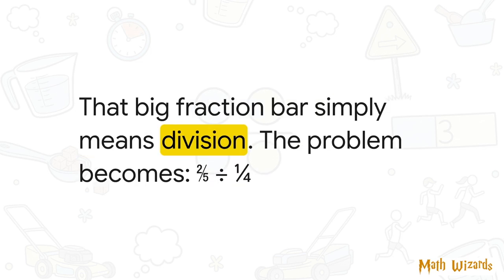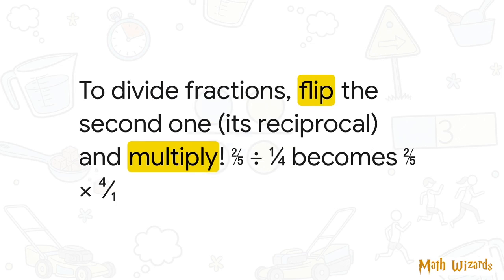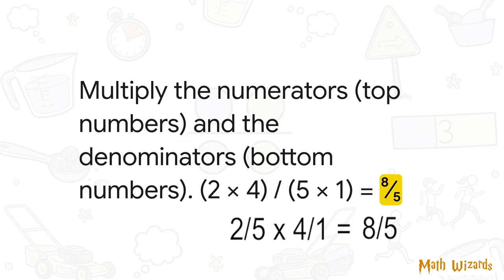Next up, step 2, divide. And you know that big fraction line we just drew? That's just a fancy way of writing a division sign. So what we really have here is just 2/5 divided by 1/4. Now here's the magic trick for dividing fractions. You don't. Instead, you take the second fraction, you flip it upside down, that's called finding the reciprocal, and then you multiply. And suddenly our division problem is a way easier multiplication problem.